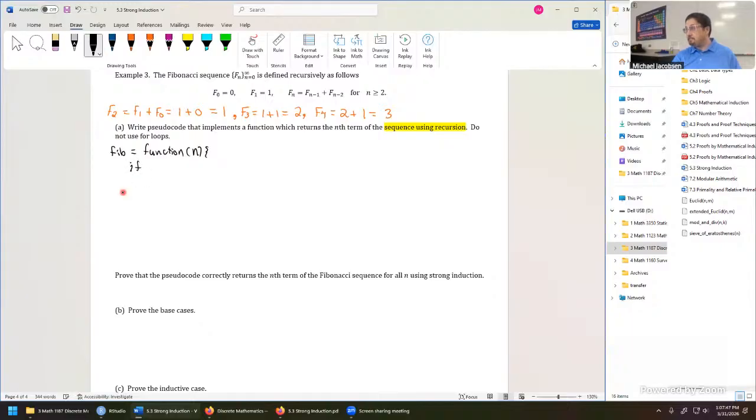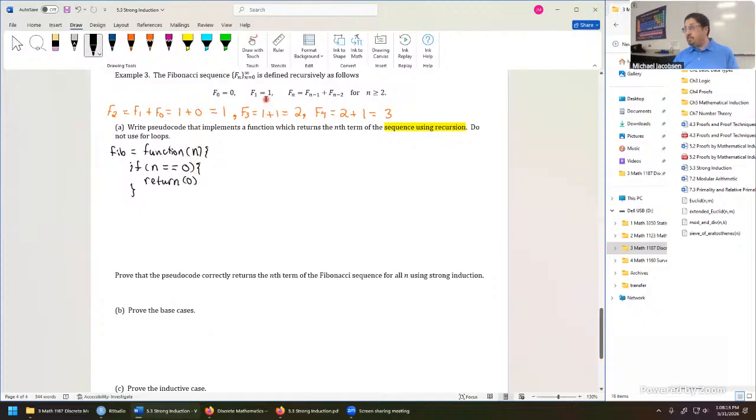If n, here we put double equal to 0 to make a comparison. If n is exactly equal to 0, then we should be returning just the 0th term of the Fibonacci sequence, which is 0. So all we say here is return 0. So that implements that first term.